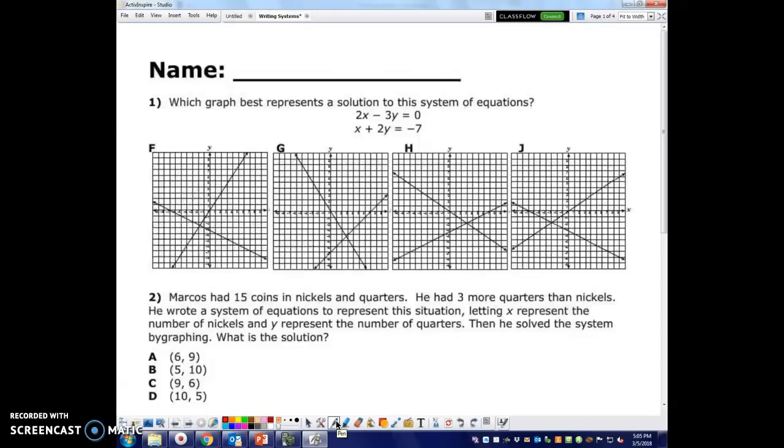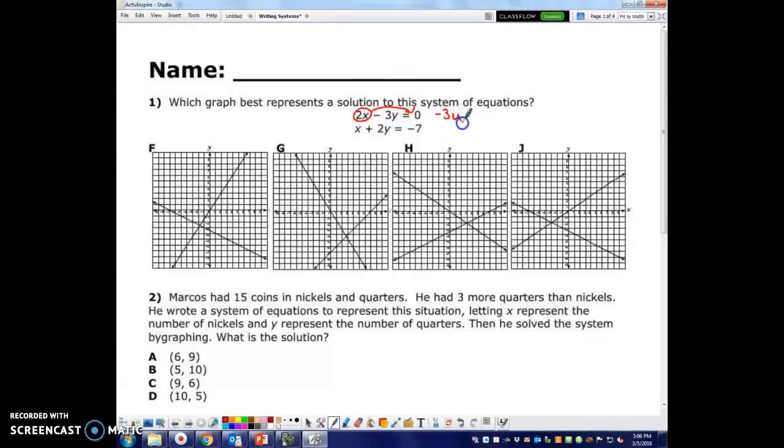Number 1 says, which graph best represents a solution to this system of equations? So here's how I would do this. Since we have pictures of graphs, let's go ahead and move them into y equals. So move the x, divided by y, right? Can you use matrix on this? Sure, but we're not going to. Well, I mean, you can, but I'm not going to.